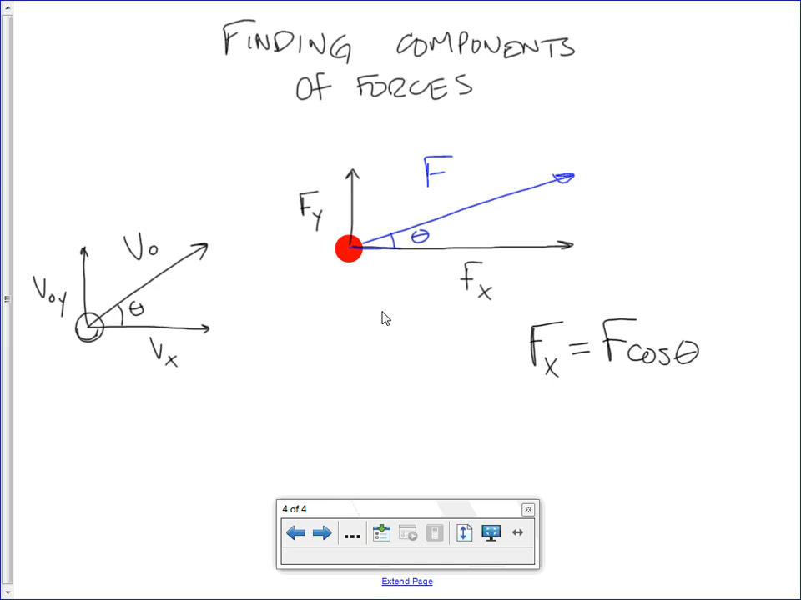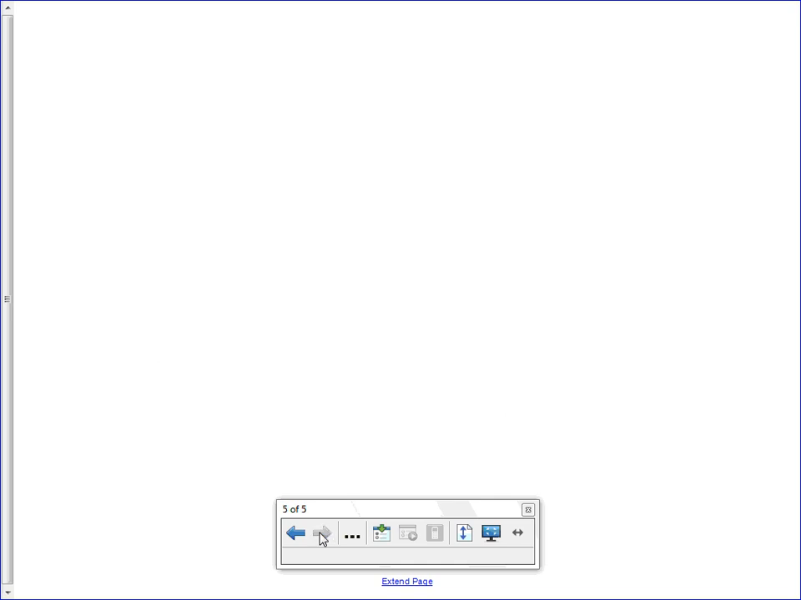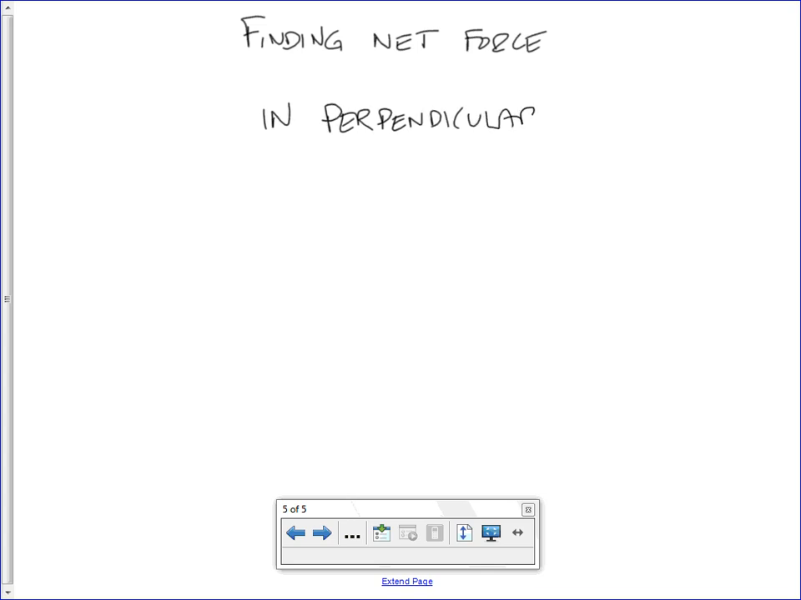We've said before, let's not recreate the wheel. This is something that I hope we're getting really comfortable with. All right, that should be automatic. All right? And why do we want to do that? Well, what we want to be able to do is analyze forces in perpendicular directions.